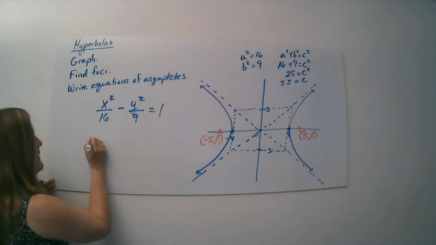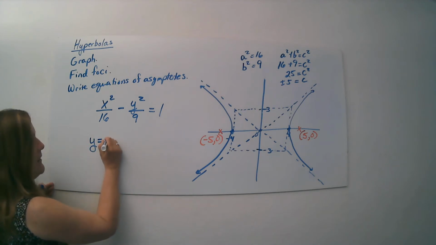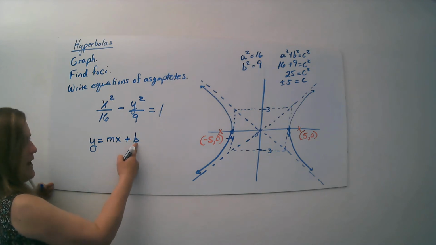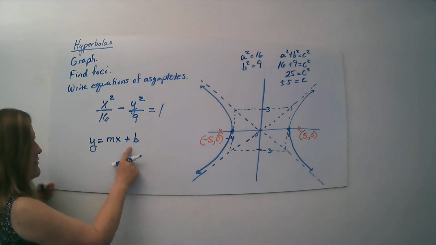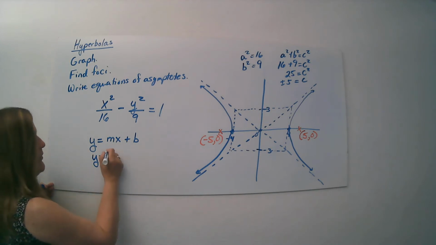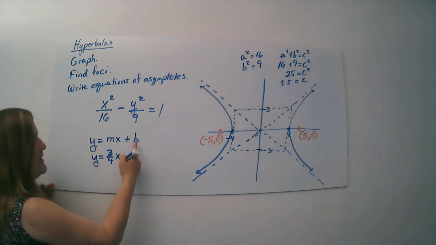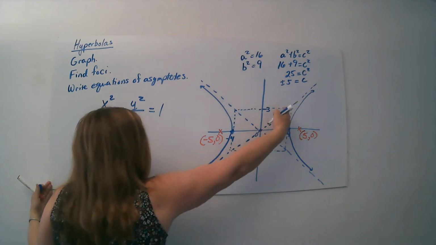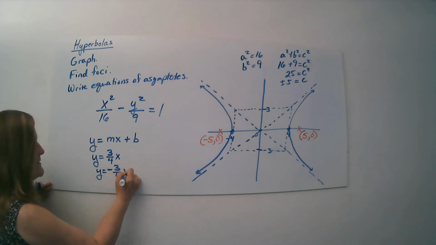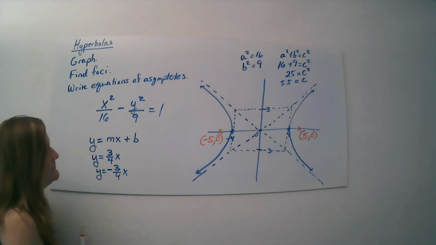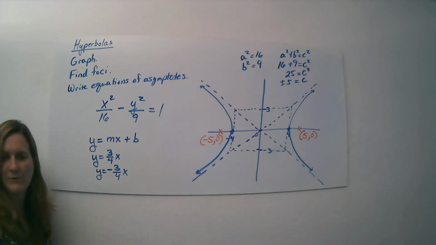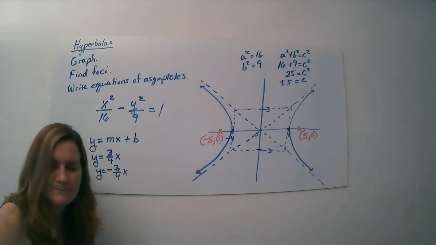We know the equation of a line that goes through the origin would have a b value equal to 0 if we look at it in slope-intercept form. So our equations would be y equals 3/4 x plus 0 for this asymptote, and y equals negative 3/4 x for this asymptote. And we have all the information for this particular equation on our picture. Let's do one more.